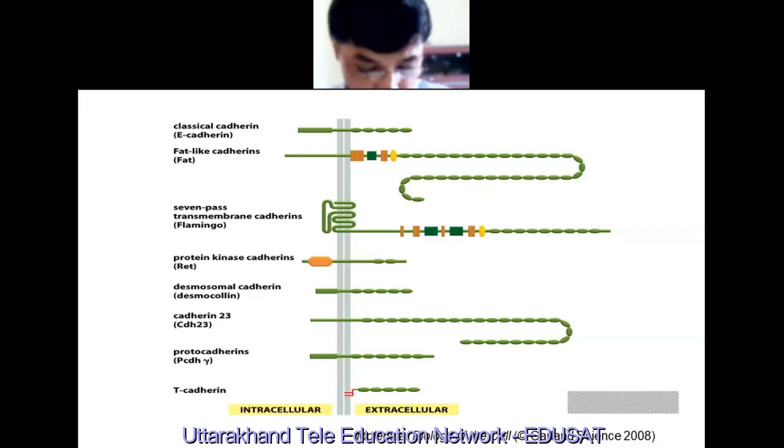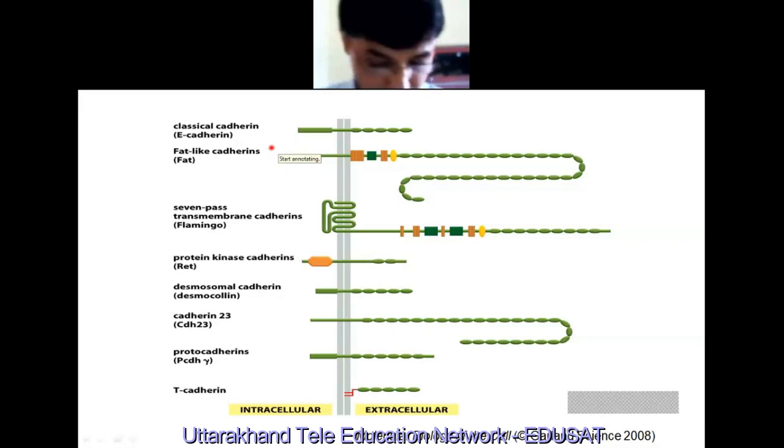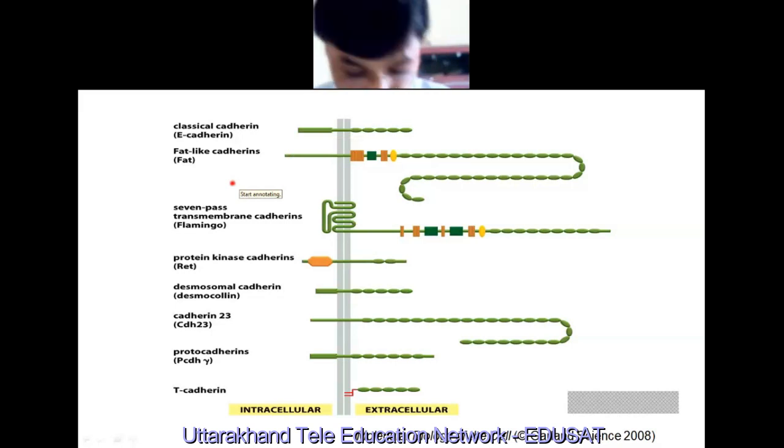So now, my dear students, the classical cadherin has three parts: E-cadherin, P-cadherin, and N-cadherin. E-cadherin is present in epithelial cells, N-cadherin is present in nerve and muscles, P-cadherin is present in placenta and epidermis, and N-cadherin is also present in the lens cells of eyes. You have to note this down.